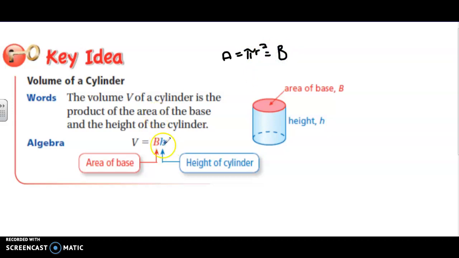If you ever see a capital B, they're talking about the area of the base. In this case, the base is a circle, so we would find the area of the circle, so we do pi r squared times h. Another way to write this would be V equals pi r squared times h, and h is the height. It is the distance between the two bases in this cylinder, so the distance between this circle and this circle is known as the height of the cylinder.